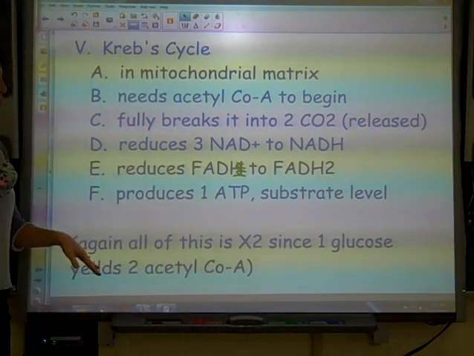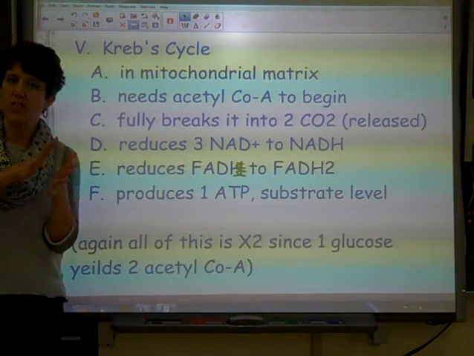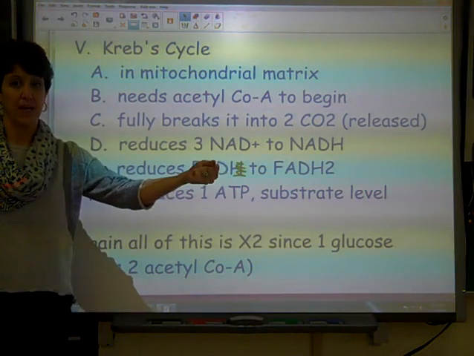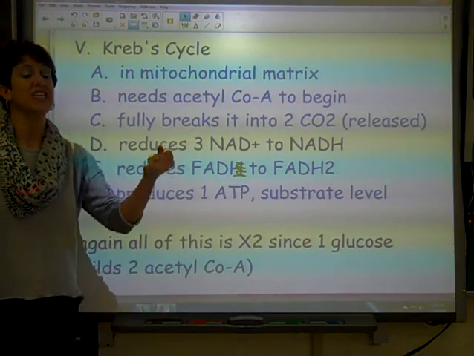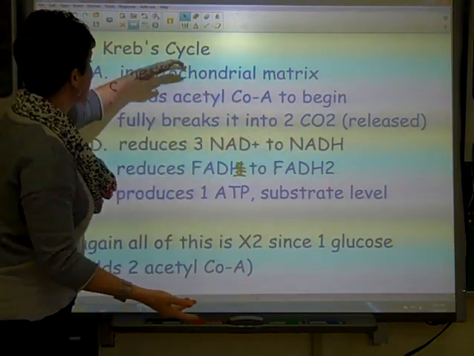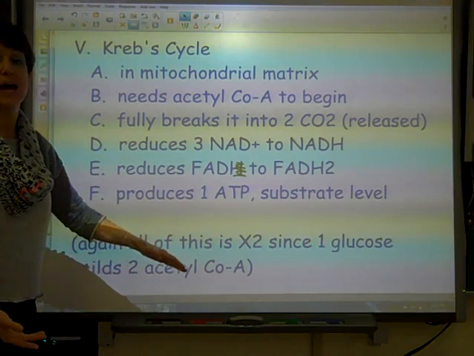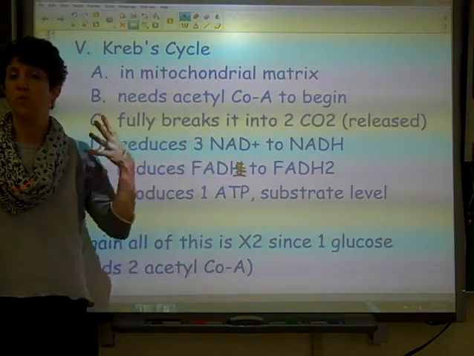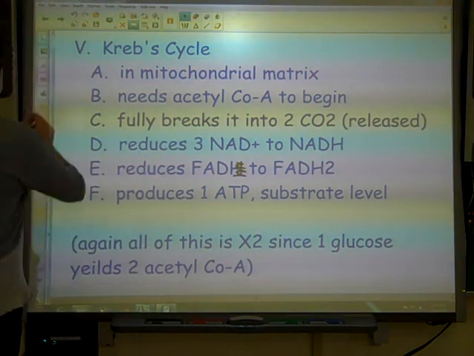And then I also want you to remember all of this is really multiplied by 2 because one glucose molecule gave us 2 pyruvate. And the 2 pyruvate each formed acetyl-CoA, and each acetyl-CoA goes through these steps. In class, I'm going to do a big diagram with you, and we'll talk about the numbers, and we'll make sure that all the math makes sense.